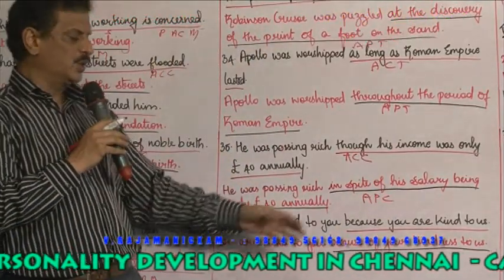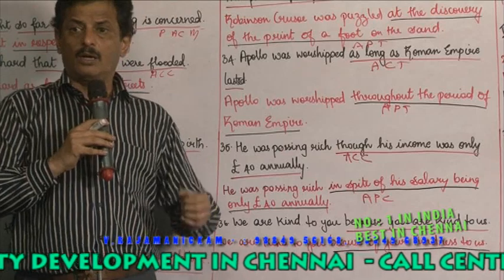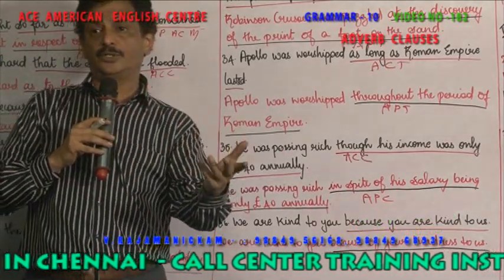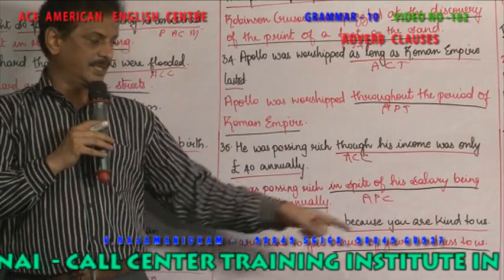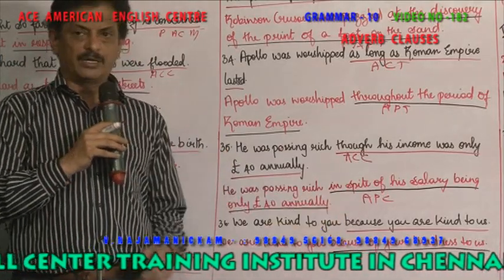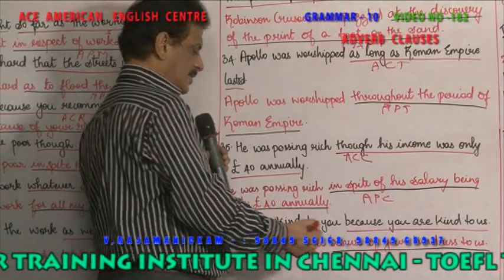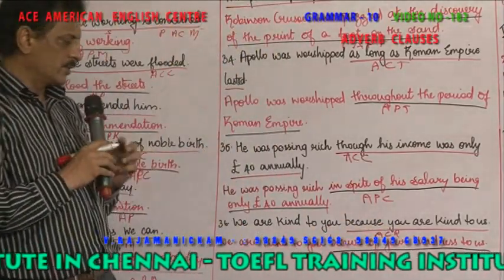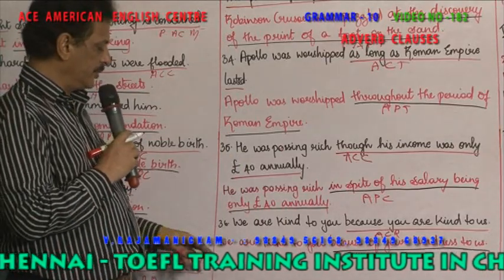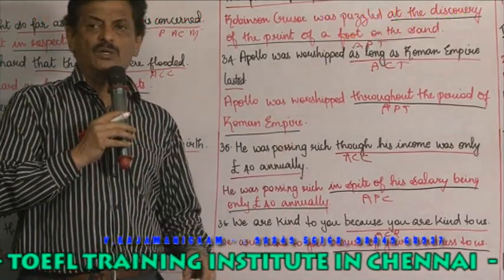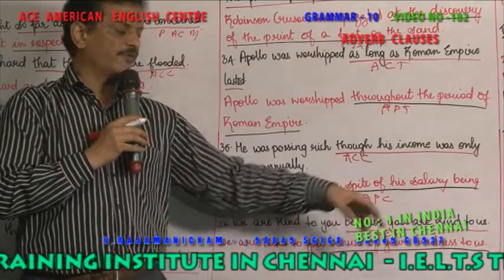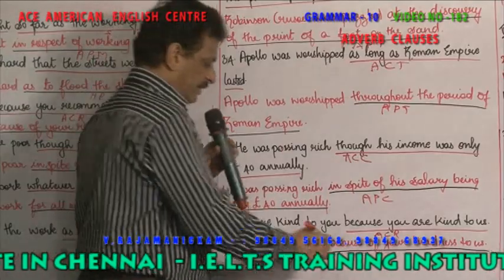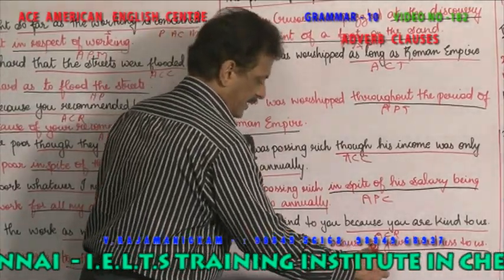We are kind to you. Full sentence. Why? Because you are kind to us. So two sentences are there. Using because, it becomes a dependent sentence on this. So it is reason, and a verb is there. So you have to take away the verb. How do you go in for it? We are kind to you. Why? Because of your kindness to us. No verb is there. So it becomes an adverbial phrase of reason.